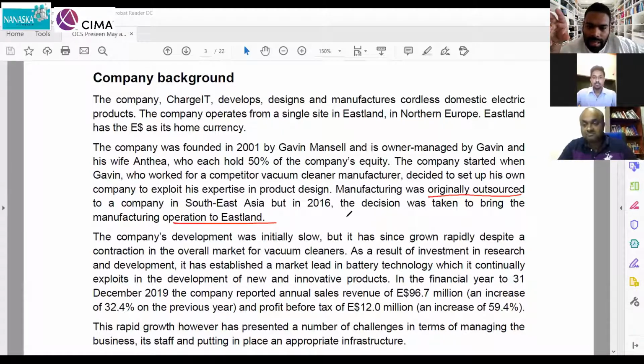I mean, they have outsourced, and if you look at the past papers, there have been many questions asked regarding the pros and cons of outsourcing. And I think that has been something that has been repeatedly asked. But from being outsourced, they are bringing operations back to Eastland. And I think there might be a situation where they might outsource it back again to a different country.